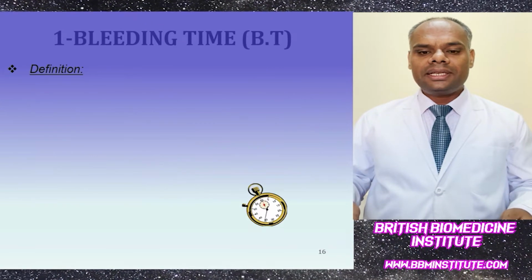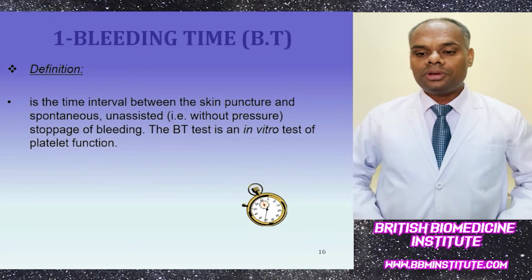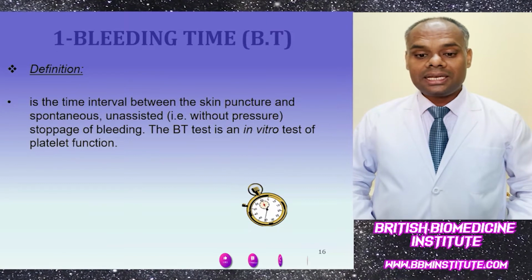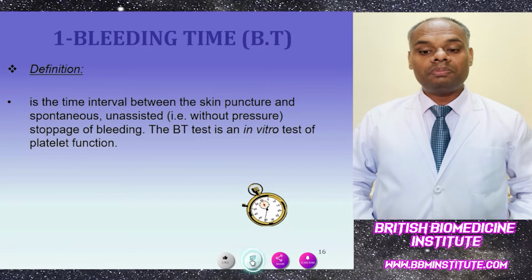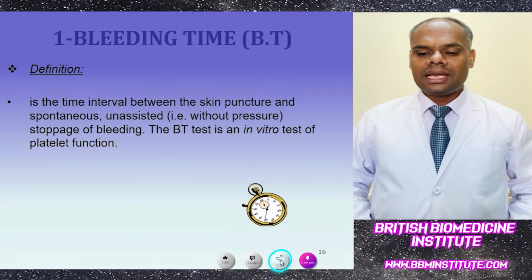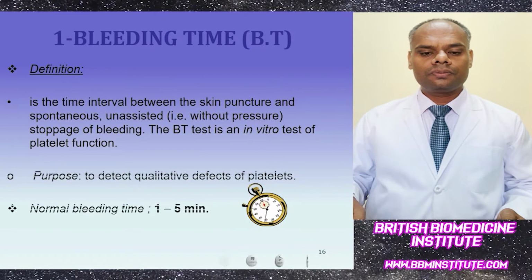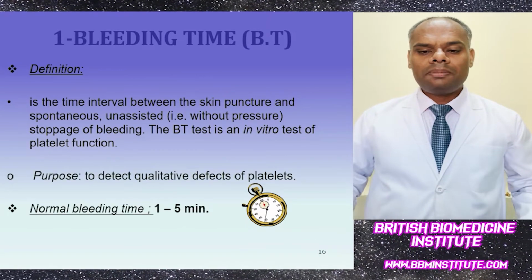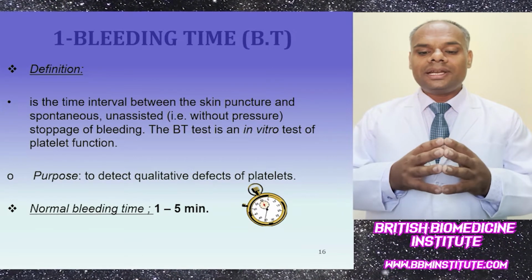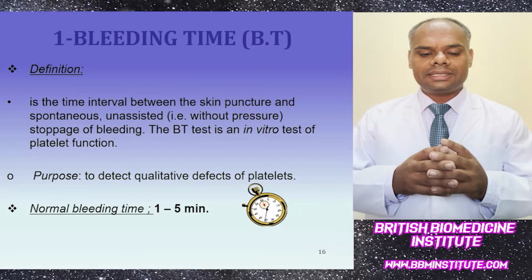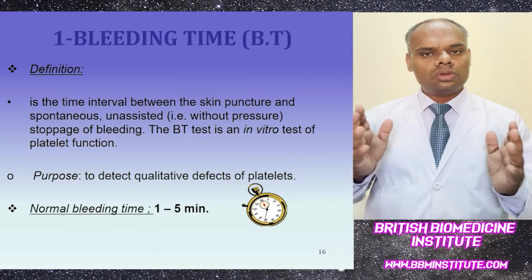So now comes the bleeding time, or BT. BT is the time interval between the skin puncture and spontaneous, unassisted, without pressure stoppage of bleeding. The BT test is an in vitro test for platelet functions. The main purpose of bleeding time is to detect the quantitative defect of platelets. The normal bleeding time varies between 1.1 to 6 minutes.